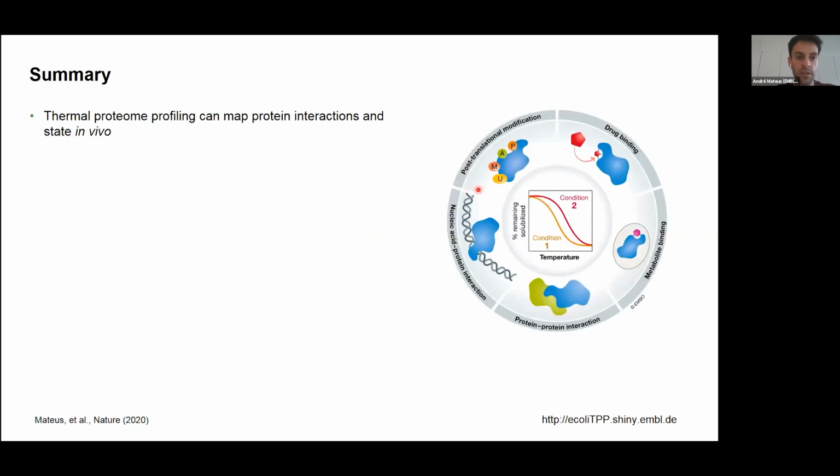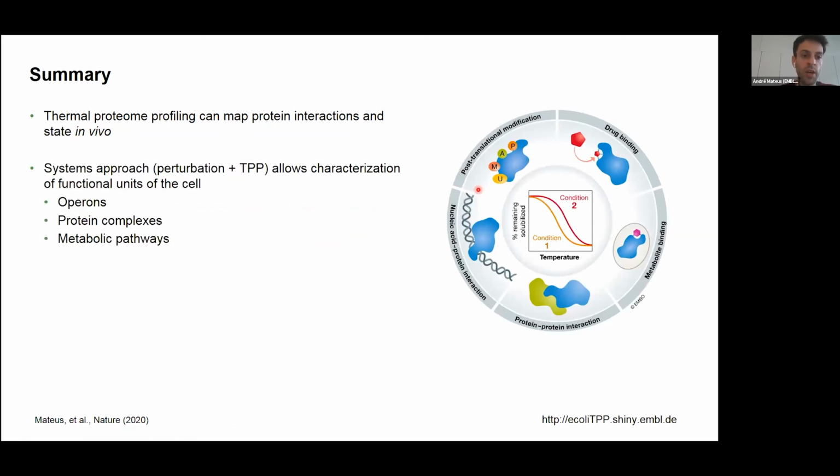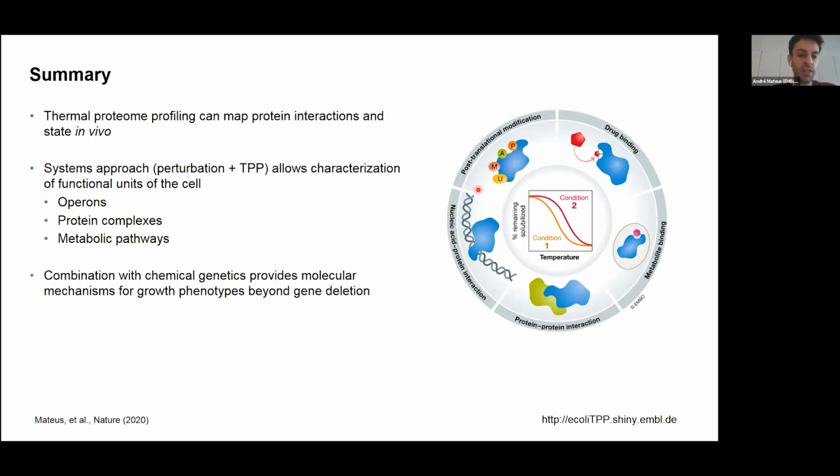So just to summarize, TPP is a powerful new tool to map protein interactions and state in vivo. By using a systems biology approach, so perturbing and then a biochemical readout like TPP, we are able to characterize functional units of the cell. And then we can combine our data with other omics approaches, such as chemical genetics or metabolomics, to try to understand the molecular mechanisms beyond the changes in metabolites or growth phenotypes. And of course, we did this in E. coli, but the approach is readily applicable to other species, and we are not limited to genetic perturbations, but we also can do chemical perturbations.